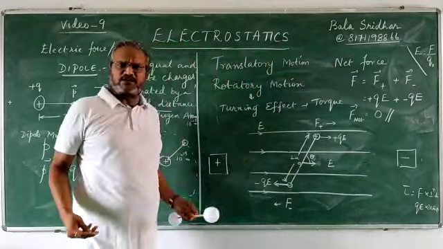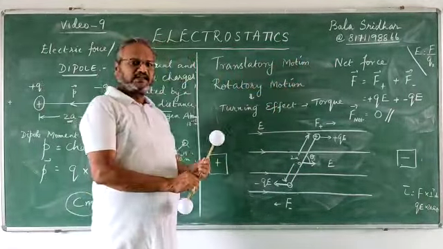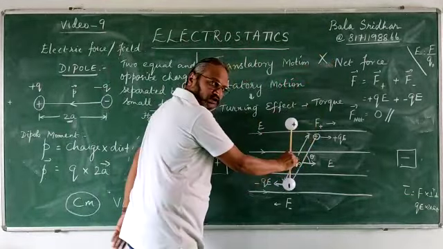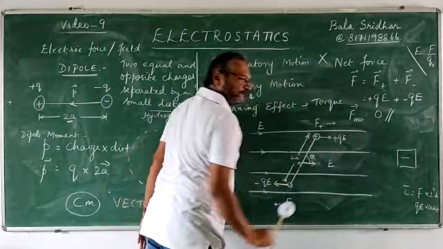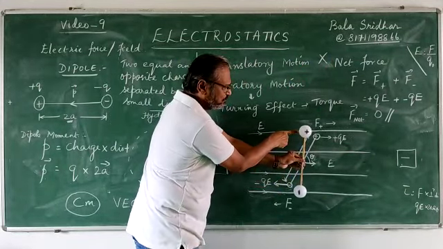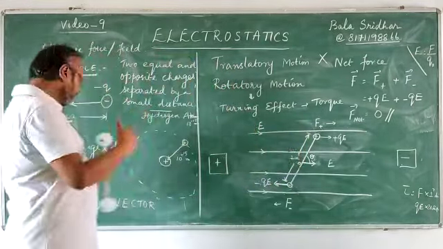When net force is 0, that means there is no translatory motion. There is no translatory motion. The dipole is not going to move like this now. Why? Because the line of action on this charge and this charge are not the same. What do you mean by that?